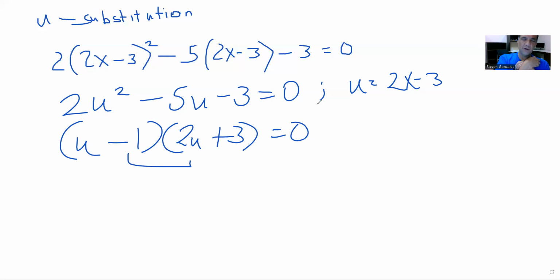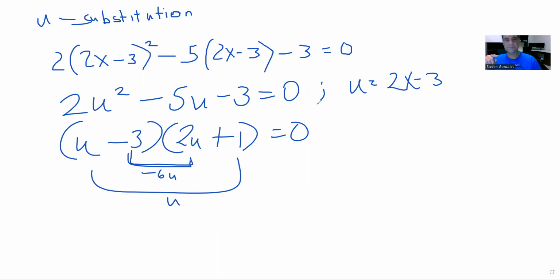Now, upon further review, I'm going to realize that this is not going to add up as I need it. So I can't use those factors. Now, I could try it the other way with a 3 and a 1. And then these terms would multiply to 6u, and these terms would multiply to 1u.